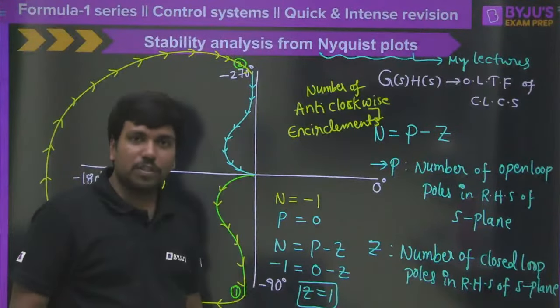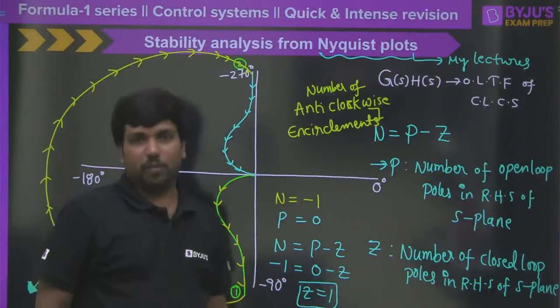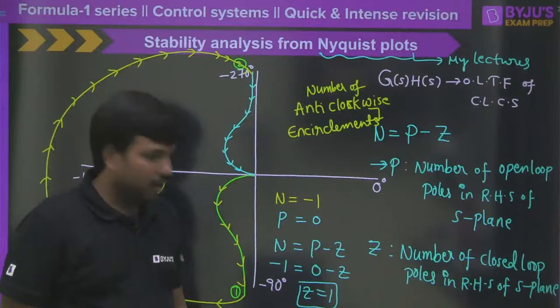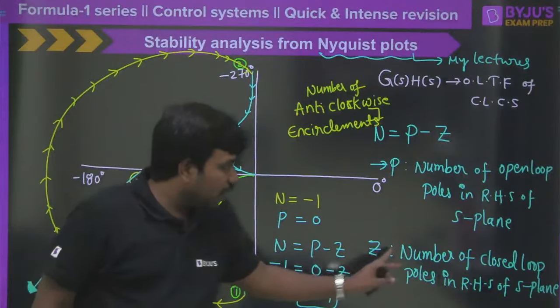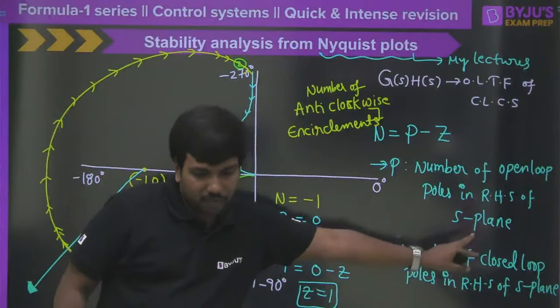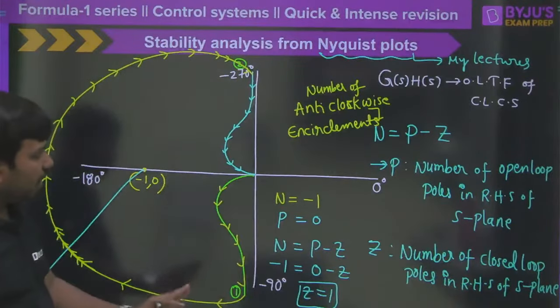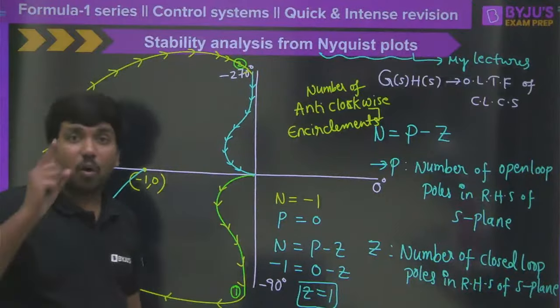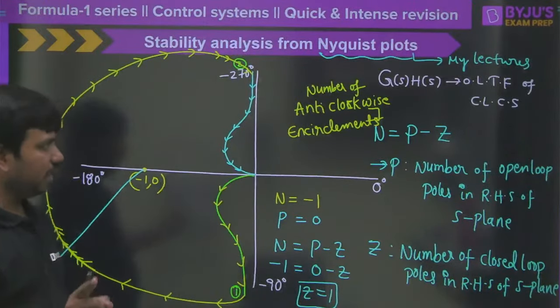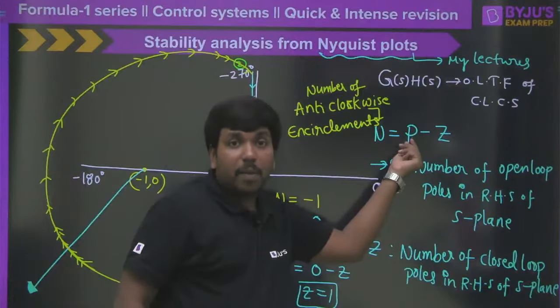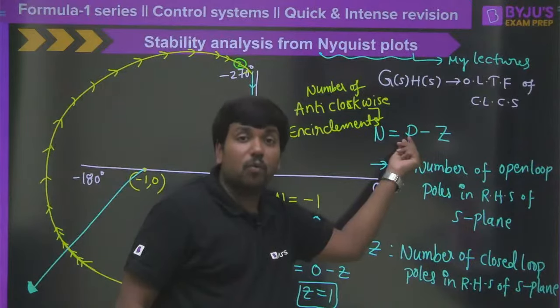The closed loop system becomes stable if Z is equal to 0. But Z equal to 1 means the number of closed loop poles in the right half of the S plane is equal to 1, and the system is unstable. Clear? This is how we find the closed loop system stability, by looking at the number of encirclements and the number of poles in the right half of the S plane for the open loop system.